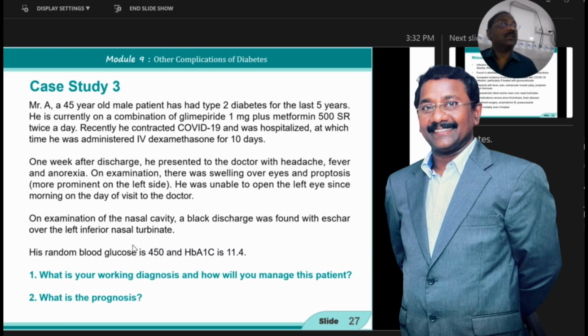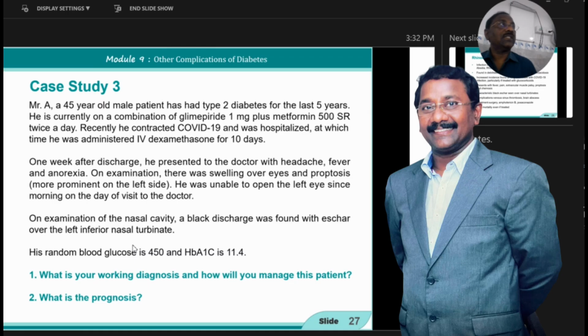One week after the discharge, had headache, fever and anorexia. There was swelling over the eyes, proptosis, more prominent on the left side. Unable to open the left eye since morning on the day of the visit to the doctor. On examination, in the nasal cavity, a black discharge was found with eschar over the left inferior nasal turbinate. Random blood sugar 450, A1C 11.4.